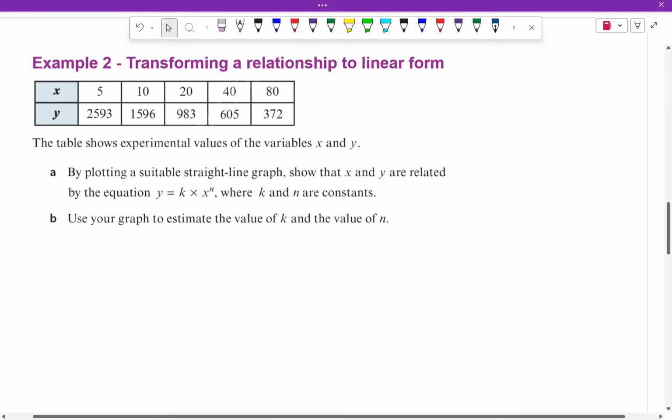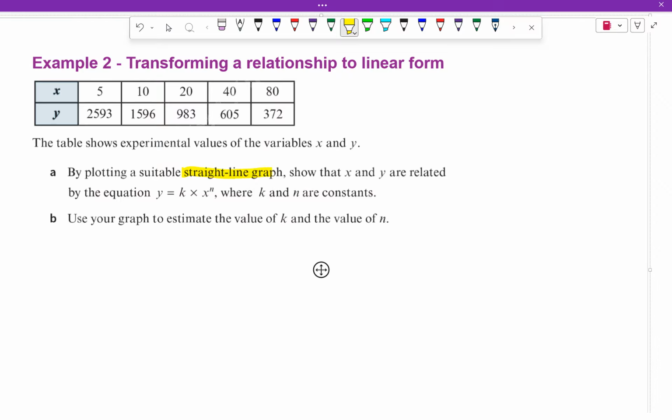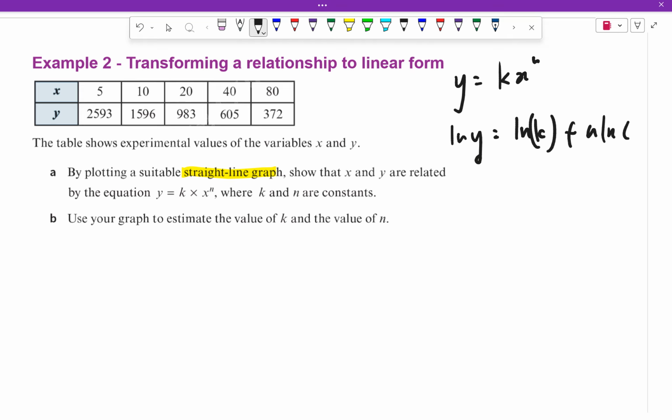Right, let's try again. So you're given a table. By plotting a suitable straight line graph, show that x, y are related to y equals to k times x to the power of n, where k and n are the constant. So again, we have to first linearize it. Okay, so 当他这样子去问 suitable straight line graph 的时候，就讲着 okay, you have to linearize it. Alright, so that should result into y, oh sorry, I should change. So let's do y equals to kx^n. So ln of y is equals to ln of k, or do 一个 shortcut, ln of x over here.